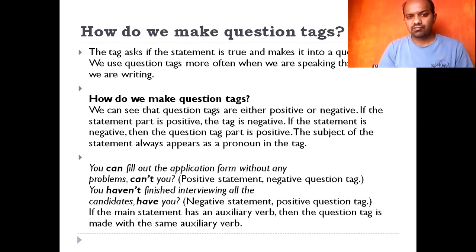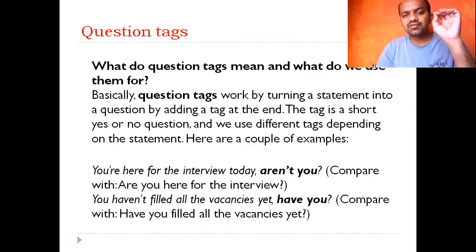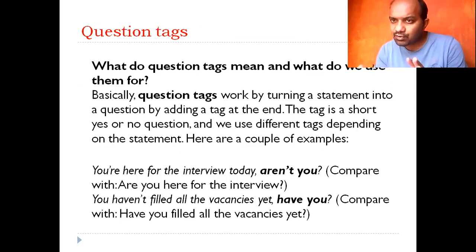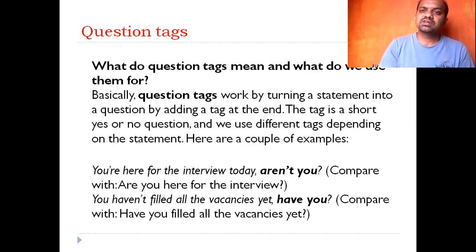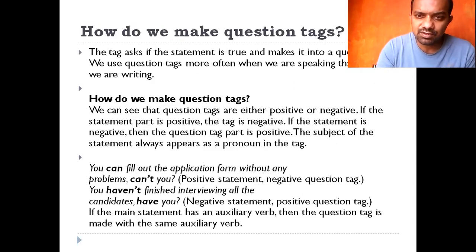Can't you? Haven't you? So more examples we saw. Aren't you? Have you? You haven't filled all the vacancies yet. Have you is the question tag. Haven't is the statement negative. In the statement, you haven't filled is a negative statement. So have you is a positive question tag.